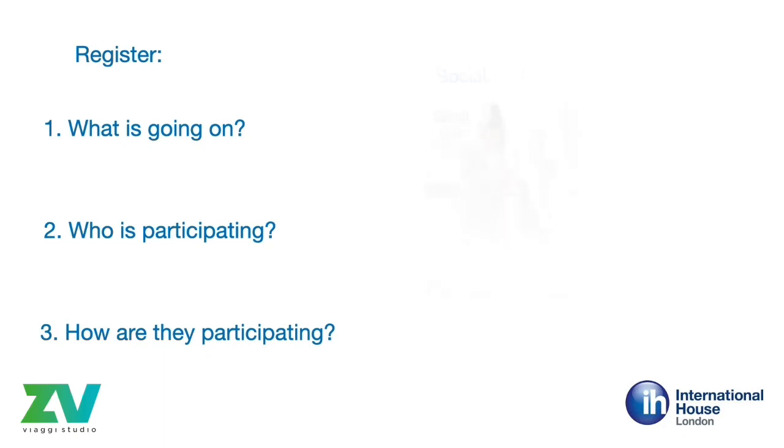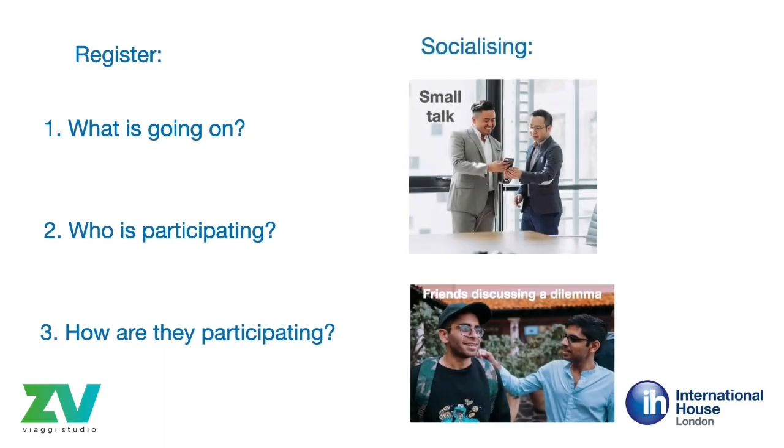To illustrate, let's compare these 2 types of socializing. In the small talk situation, the topic of what they're talking about is probably different than in the friends discussing a dilemma. Perhaps the man in the small talk situation is showing his colleague a picture of his pet. And in the friends discussing a dilemma, it may be a relationship dilemma or a work dilemma. This will obviously affect the vocabulary that comes out of the conversations.